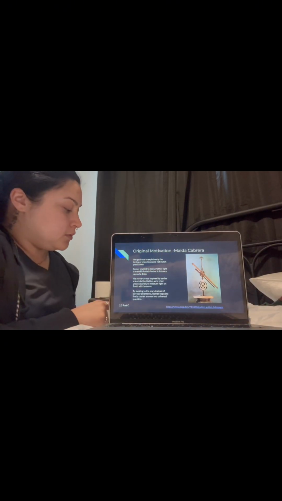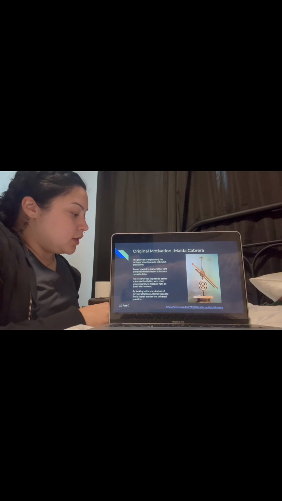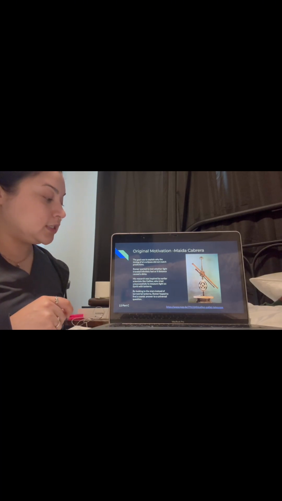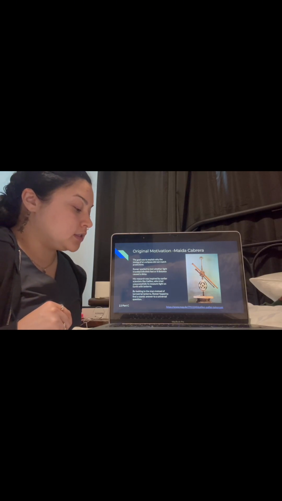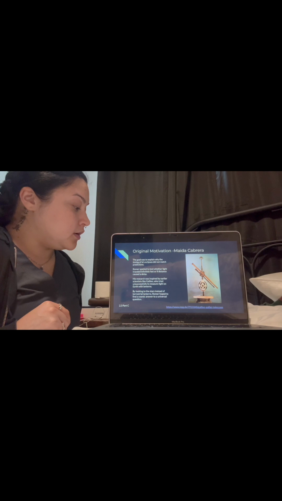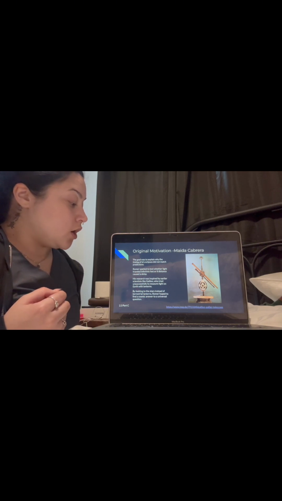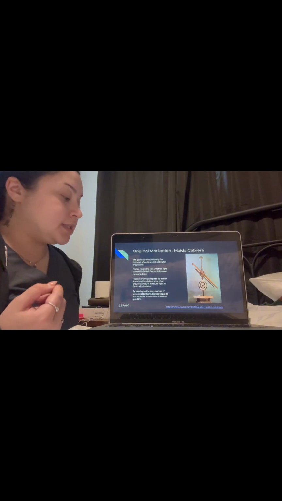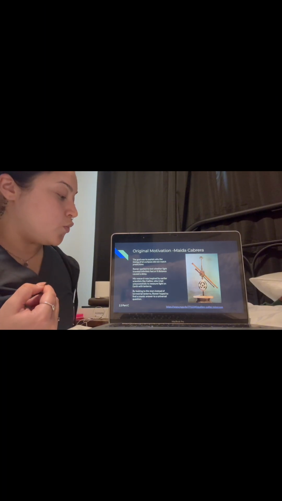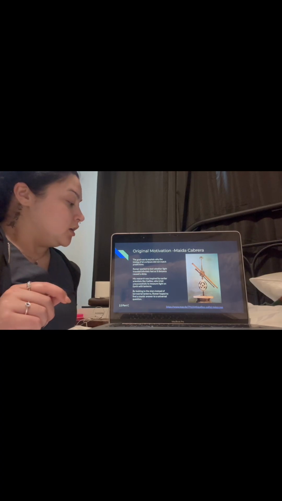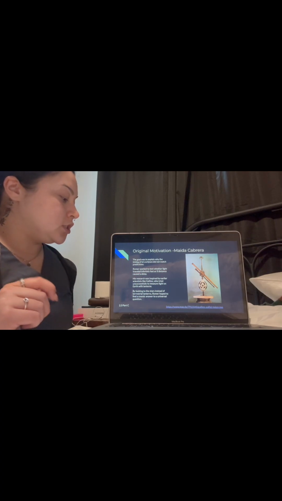Original motivation. Romer wanted to explain why Io's eclipses didn't match predictions and to test whether light's speed was infinite or limited. Inspired by Galileo's earlier experiments, he used celestial rather than terrestrial measurements to seek a universal truth about light.